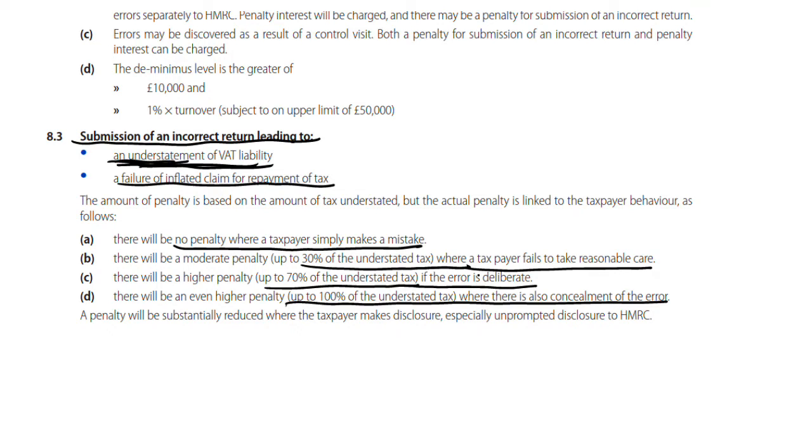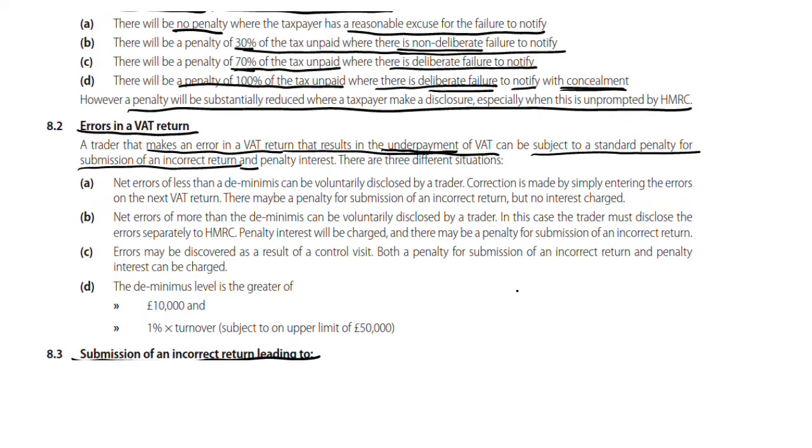Again, very similar to what we've just seen in terms of the penalties that arise when you fail to notify your requirement to register for VAT. Now, in terms of these errors in a VAT return, there may be the standard penalty computed as we have just seen for the submission of an incorrect return, and there may also be penalty interest. Now, the different situations that we may find ourselves in.